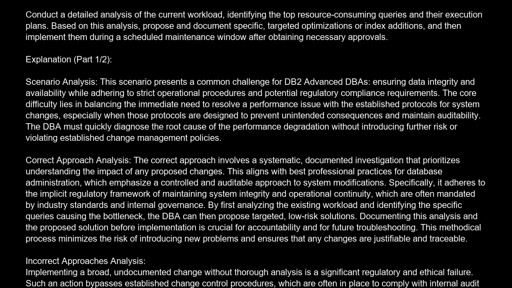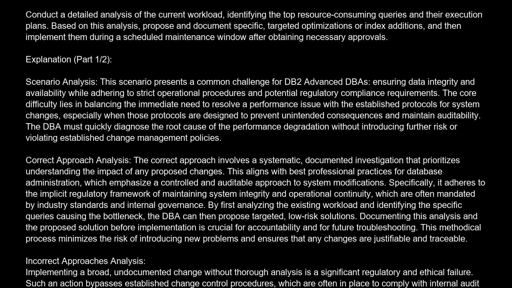The correct answer is A. Conduct a detailed analysis of the current workload, identifying the top resource-consuming queries and their execution plans. Based on this analysis, propose and document specific, targeted optimizations or index additions, and then implement them during a scheduled maintenance window after obtaining necessary approvals.